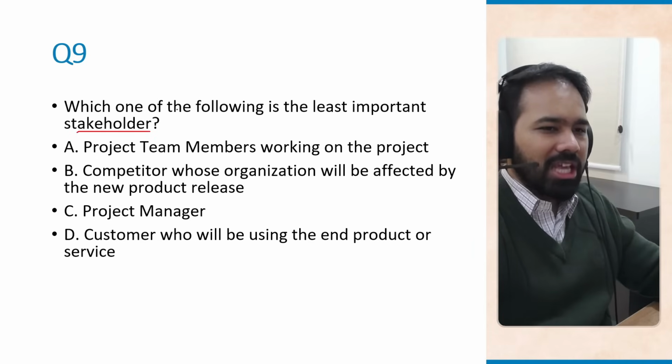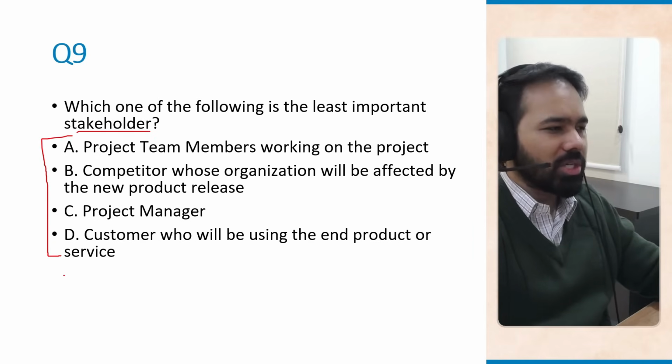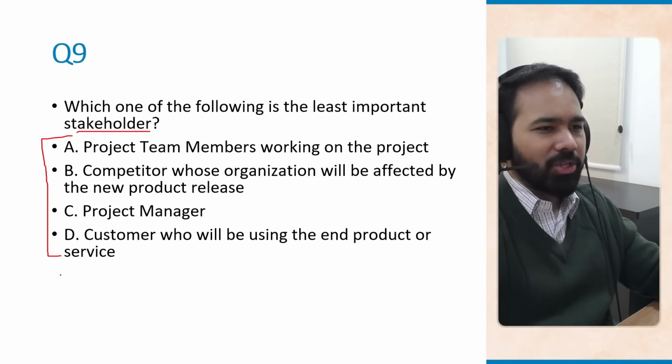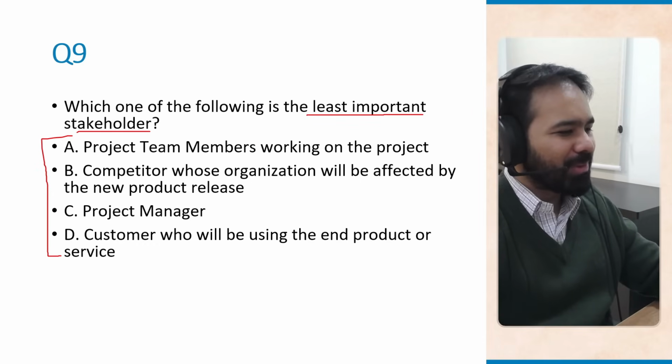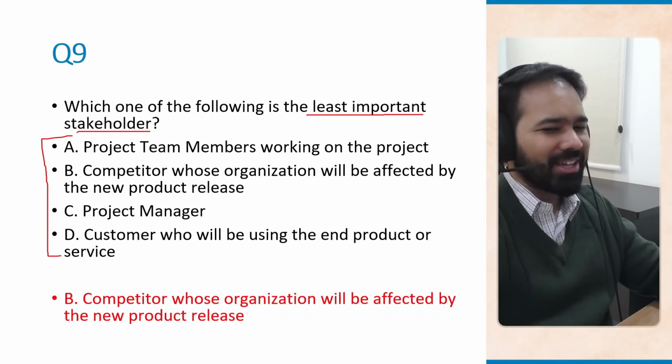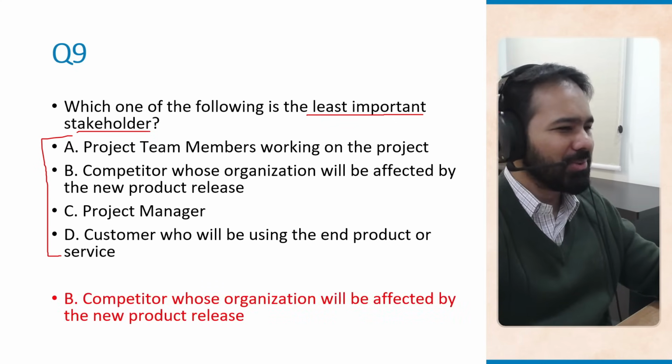Now, if you think through with that definition, all of these people are actually impacted or they can be perceived to be impacted by your project, which means all of them are actually stakeholders. But the question is asking which one is the least important stakeholder. So when you are working on a project, I think option B is the correct option here because you don't necessarily care what the competitor is going to do because they are the least important stakeholder.